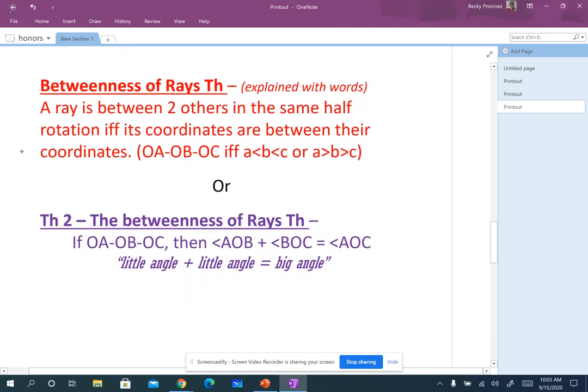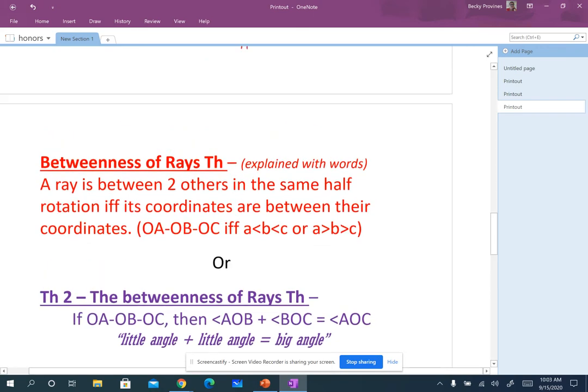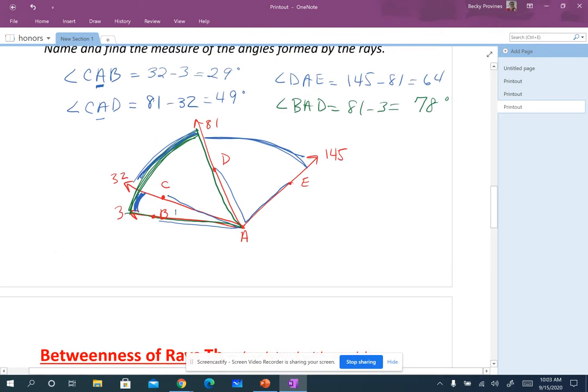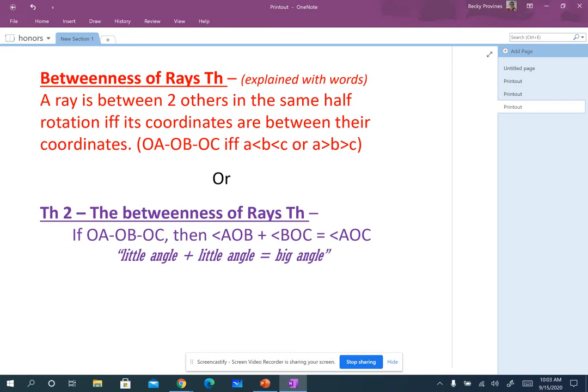All right, betweenness of rays. Now all it is, you're taking 2 little angles, adding them together to get a bigger angle. This is theorem 2. A great example of this is what we just practiced on this problem. We had this little tiny angle 1 with this little tiny angle 2, and we combined them together. And that's how we got the 78. The 2 little measures added up together. Okay, so little angle plus the little angle equals the big angle.